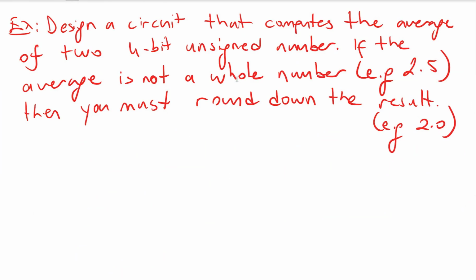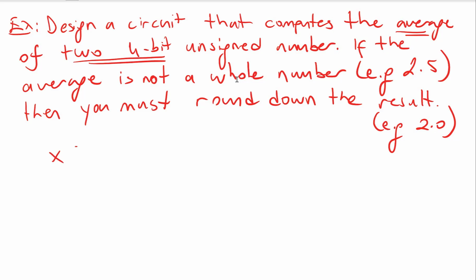So let's do another example with the adders. In this example, we will design a circuit that computes the average of two 4-bit unsigned numbers. If the average is not a whole number, for example, if it is 2.5, then you must round down the result. So you must round down 2.5 to 2.0. So to find the average, we need to add these two numbers, and then we should divide the result by 2, right? So this is actually what we need to do.